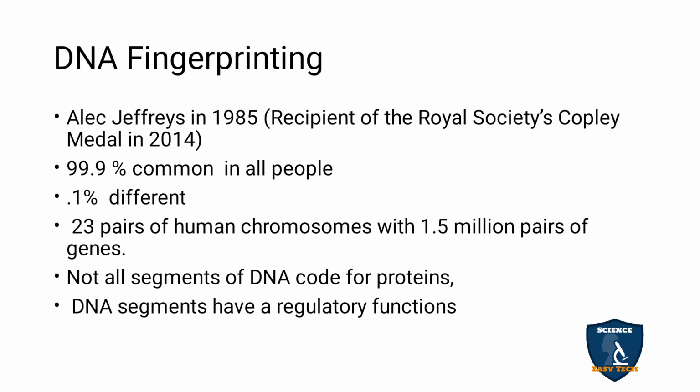DNA fingerprinting was found out by Jeffreys in 1985, and he is the recipient of the Royal Society's Copley Medal in 2014. We all know that human chromosomes are 23 pairs and contain 1.5 million pairs of genes.